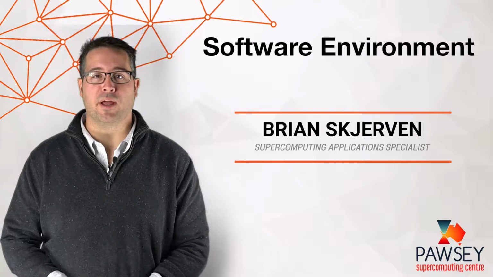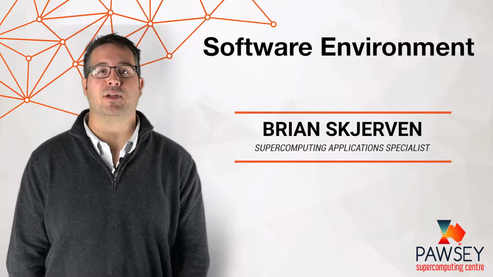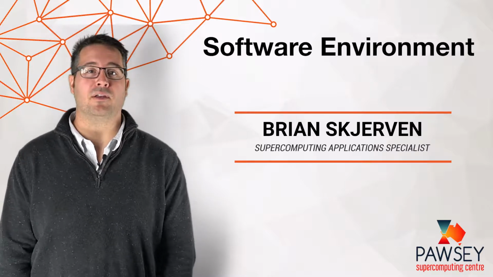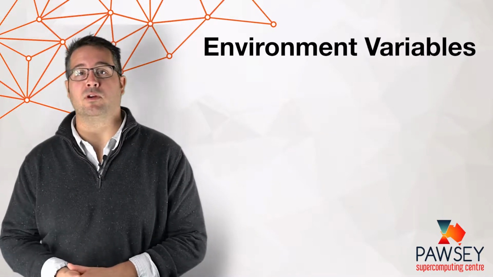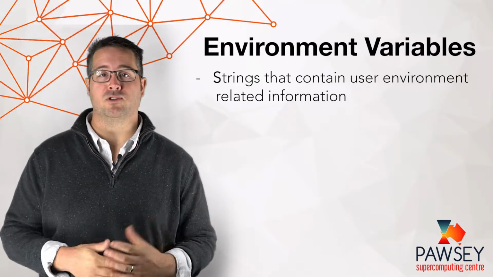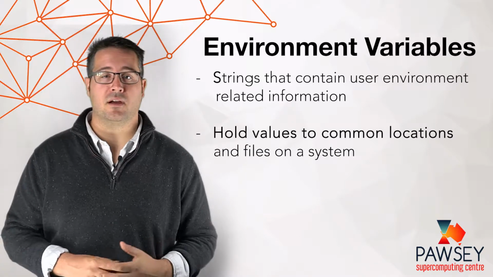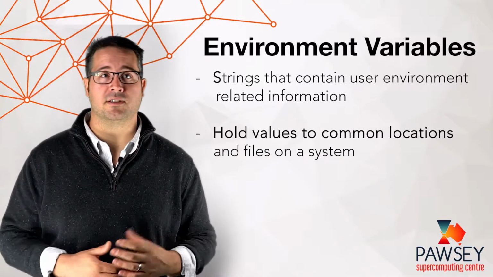I'm a supercomputing application specialist at the Pawsey Supercomputing Center, and today we're going to be talking about the software environment that you might find on our HPC systems. So the first thing we need to talk about are environment variables. These are strings that contain user environment related information. This might be different paths on your system. It might be configuration settings, common shortcuts, things like this.